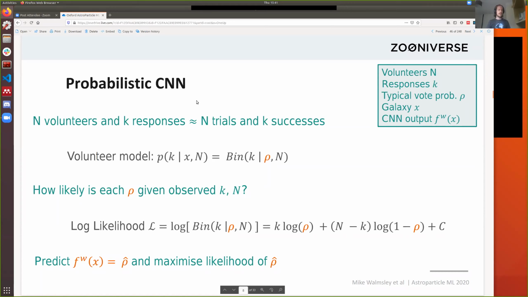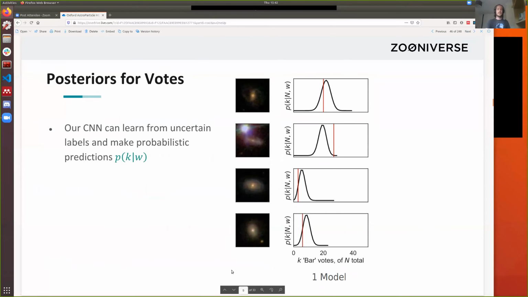And all we have to do to train our probabilistic convolutional neural network is to treat that log likelihood as the loss. So what we're really doing is minimizing our surprise for the typical response probability of each volunteer, given the uncertain data we've observed: k people said this, out of n people said that. So that's pretty cool, and that's how we get these posteriors out. For each k, we know how likely they are. But we're not quite there yet, because what we've made is probabilistic, but not yet Bayesian.